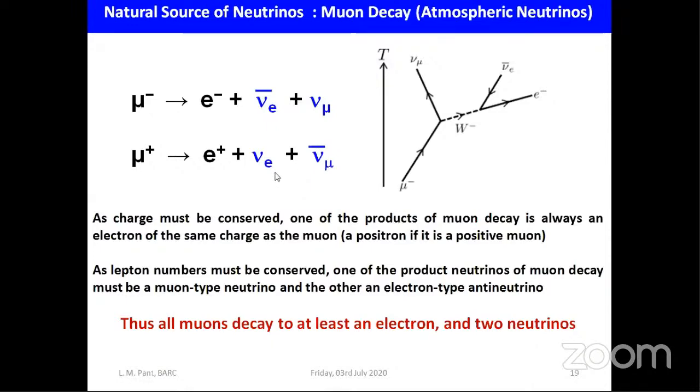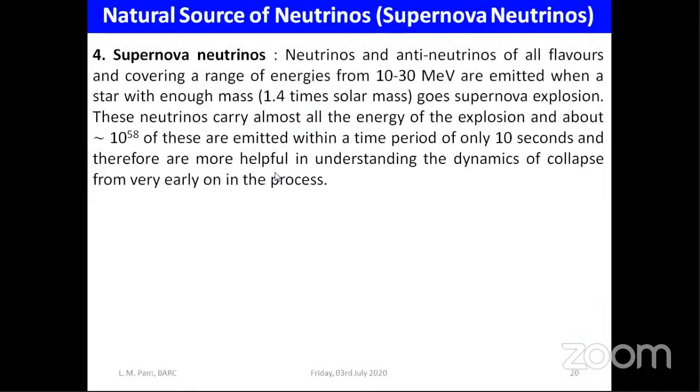Then, of course, we have the supernova neutrinos. Neutrinos and antineutrinos of all flavors, covering a range of energies of about 10 to 30 MeV, are emitted when a star with a mass more than 1.4 times the solar mass undergoes a supernova explosion. This is the Chandrasekhar limit responsible for the explosion of the supernova. Beneath this, of course, they turn into white dwarfs.